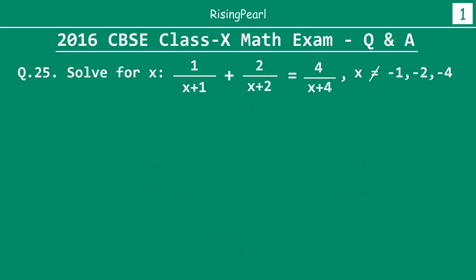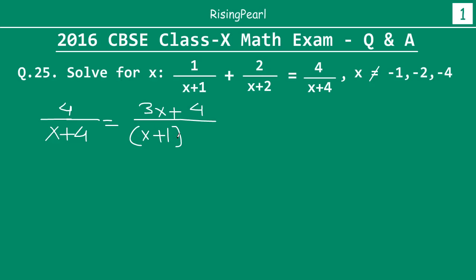Let's give ourselves a little more space. Let's write it again: 4 by x plus 4 equals 3x plus 4 divided by x plus 1 times x plus 2. When we cross multiply, this will be 4 times this entire thing. Let's open this up now. x times x is x squared, and x times 2 is 2x. So x squared plus 2x, then plus 1 times x is x, and plus 1 times 2 is 2.